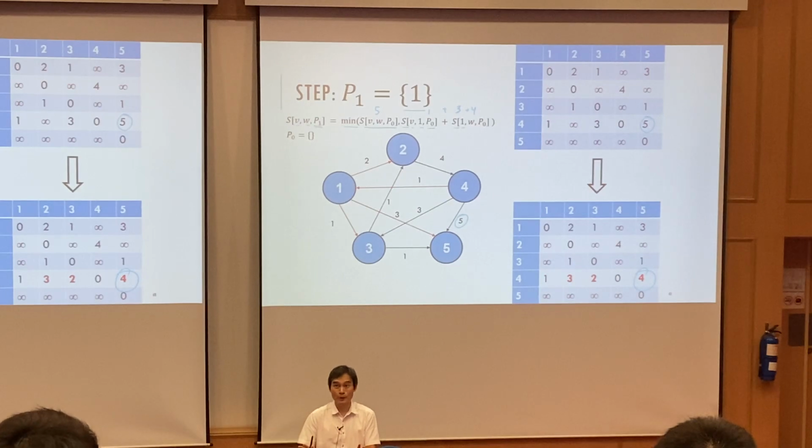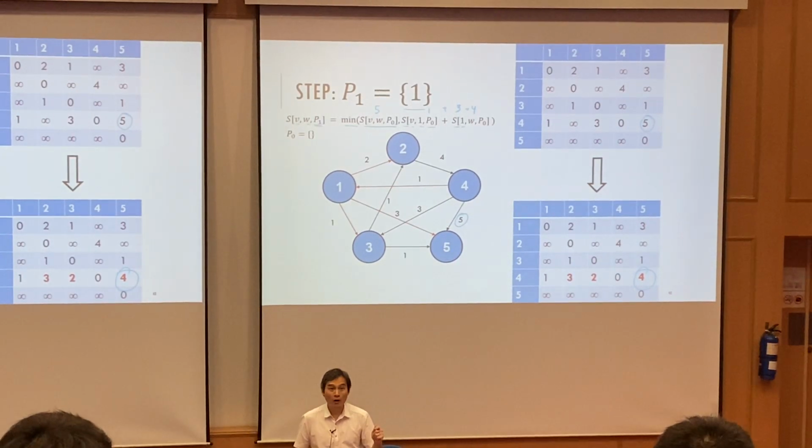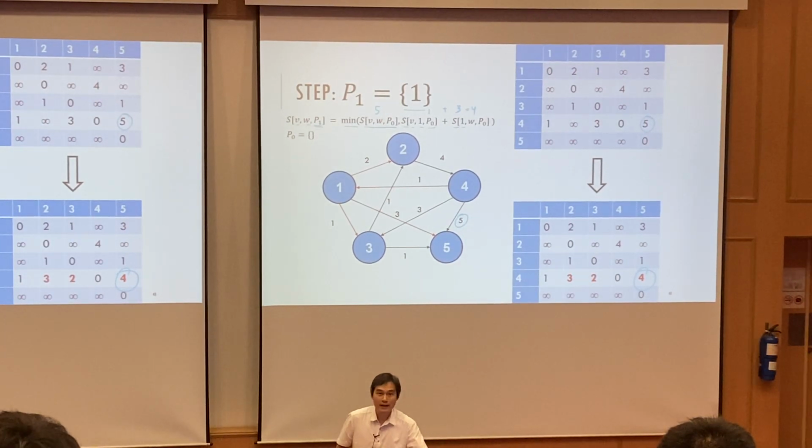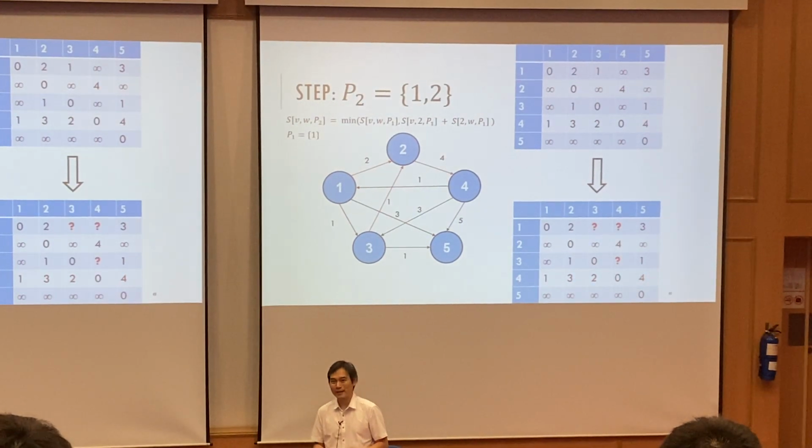The key idea is very simple. Either I go direct, I go however I've been going before, or I go through some other node. And then that other node is the one that I'm adding to my set P. Let's make sure everyone understands this.